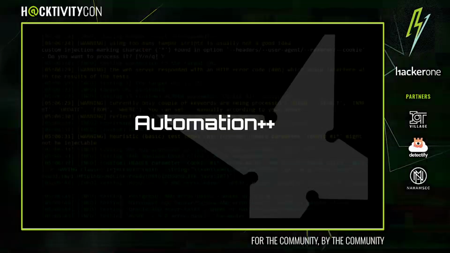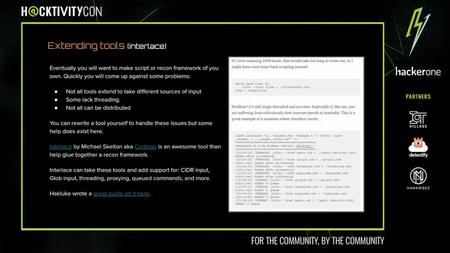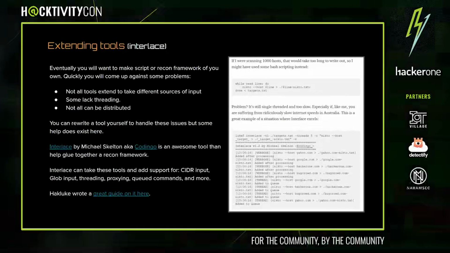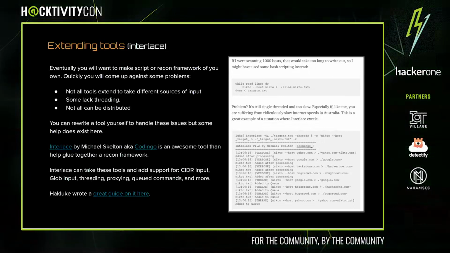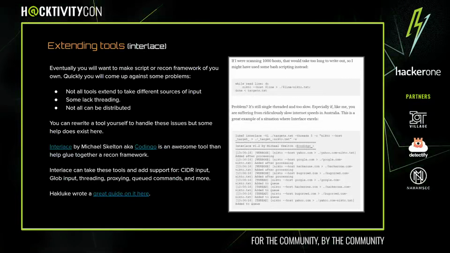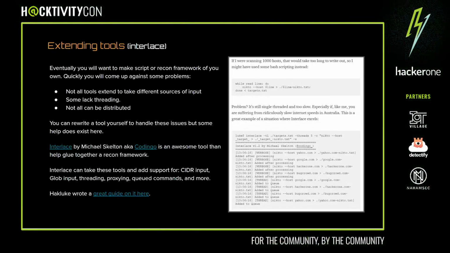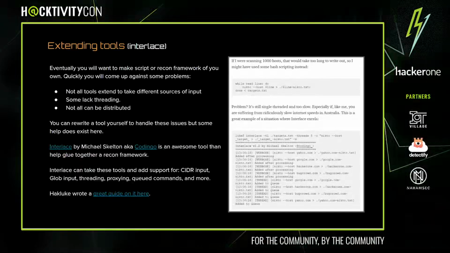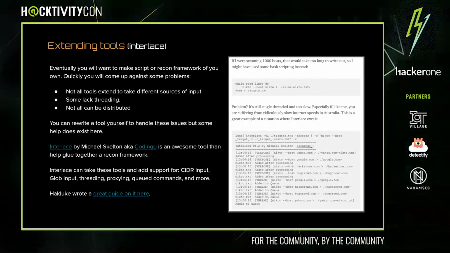All right, so let's talk about automation. Okay, so after you do all this, right? If you were doing all this manually, and sometimes I end up doing like 20% of it manually and automating the rest, the 80%. If you're going to make an automation script, eventually you'll need to glue some tools together. And the tool that I really like for this that adds extensibility to other tools is called Interlace by Michael Skelton, or Codingo. And what it does is it allows you to thread tools that don't include threading inherently.